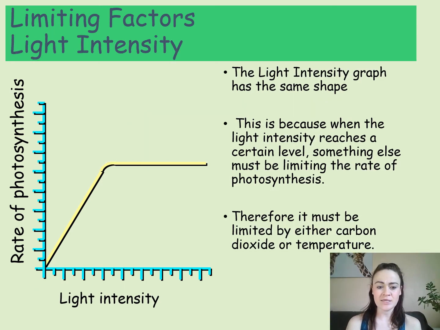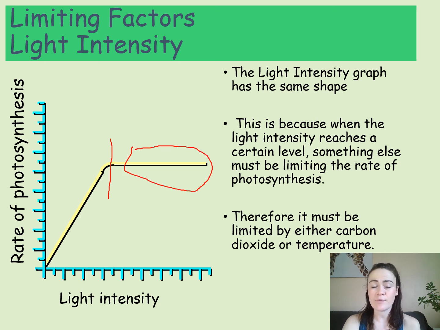Now if we look at light intensity, we have the exact same situation. As light intensity increases, we increase, and then it levels off. So again, at the point it levels off, light intensity is no longer limiting the rate of this reaction. So what could it be? Well, for this section, it might be limited by carbon dioxide or temperature. Okay? So the relationship between light intensity and the rate of photosynthesis, and the relationship between carbon dioxide and the rate of photosynthesis is similar. It goes up and then levels off, because when it levels off, it's no longer limiting it, something else is the limiting factor.